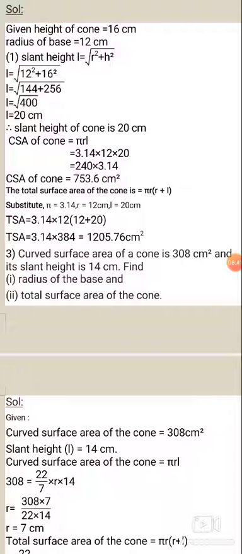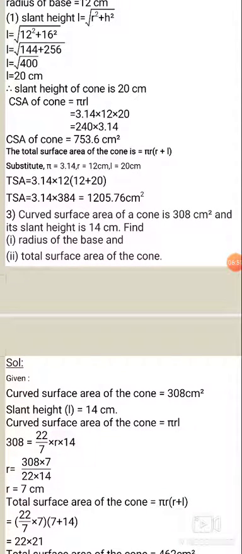Pi R into R plus L. What is the value of pi? 22 by 7 into what is radius? 7. Inside the bracket 7 plus what? 14. Now what is at last? 22 by 7 into 7.